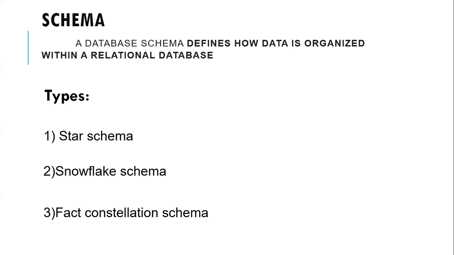So first we have a star schema, and we have snowflake and fact constellation. Snowflake will be used more. We will tell you why it should be used more. Okay, so got it. Any queries here?